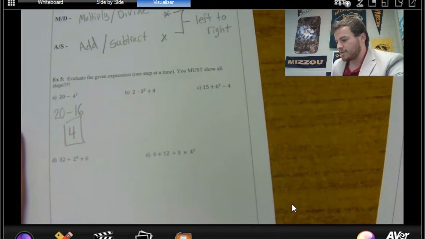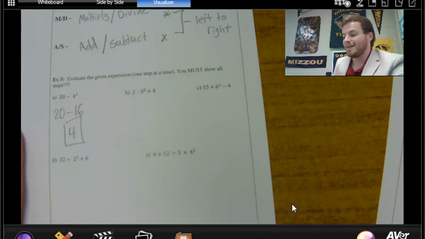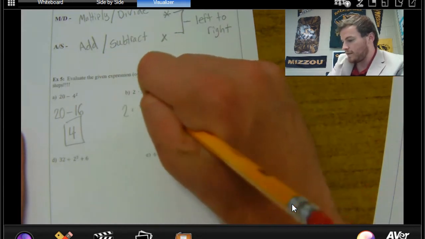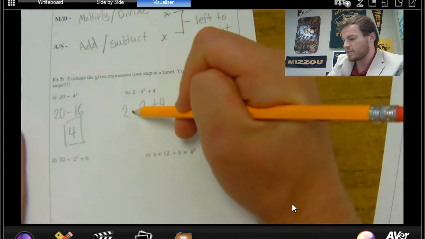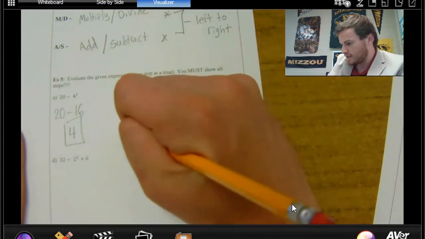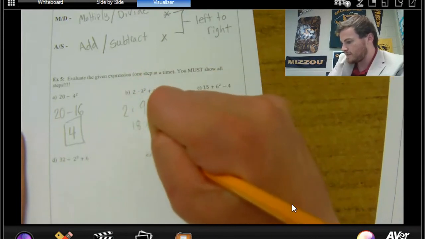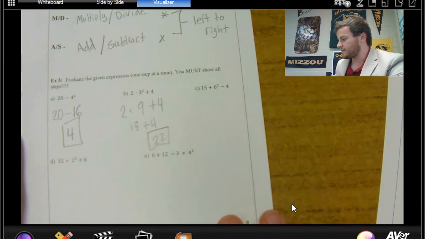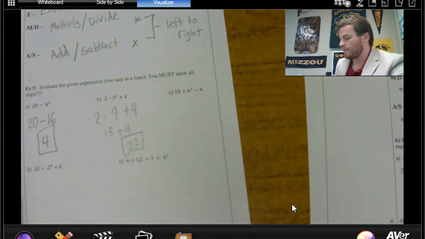On B, it's 2 times 3 squared plus 4. 3 squared is simply 9. So it's 2 times 9 plus 4. Then we need to take care of our multiplication. 2 times 9 is 18 plus 4. 18 plus 4 is simply 22. Box around it.